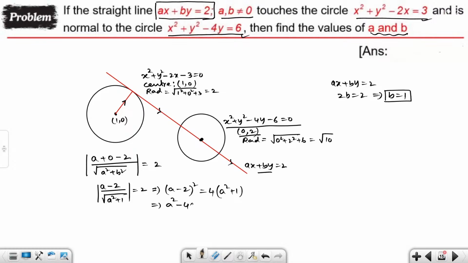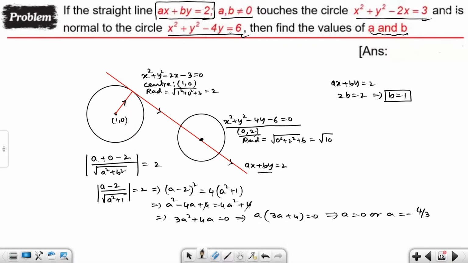So a square minus 4a plus 4 equals 4a square plus 4. So let me just cancel 4 from both sides. So we are getting 3a square plus 4a equals 0, which implies a times (3a plus 4) equals 0. Therefore, either a equals 0 or a equals minus 4 over 3.